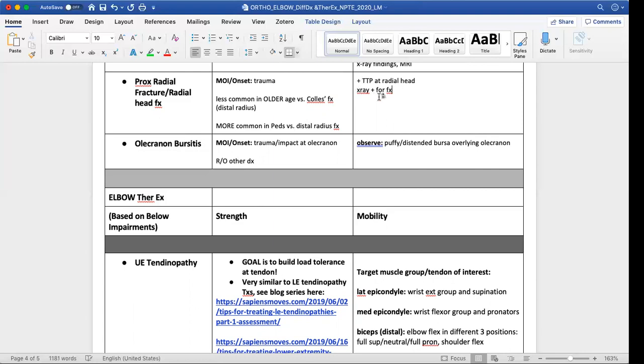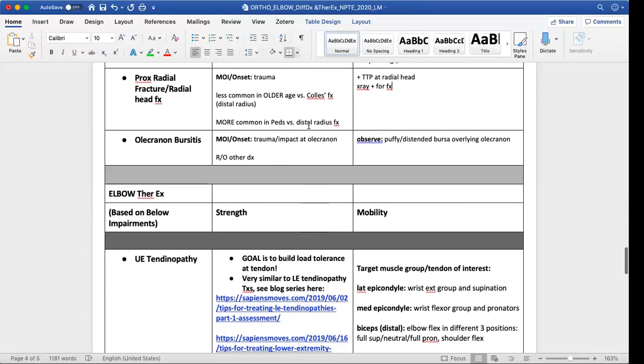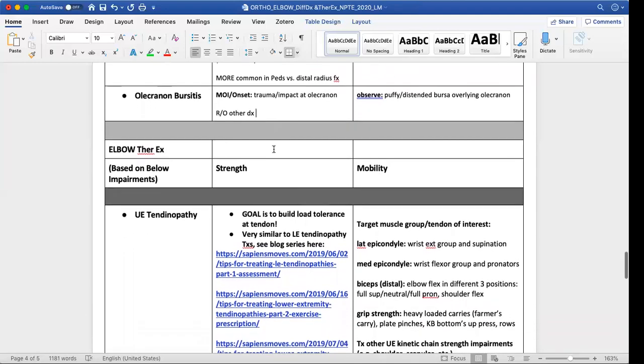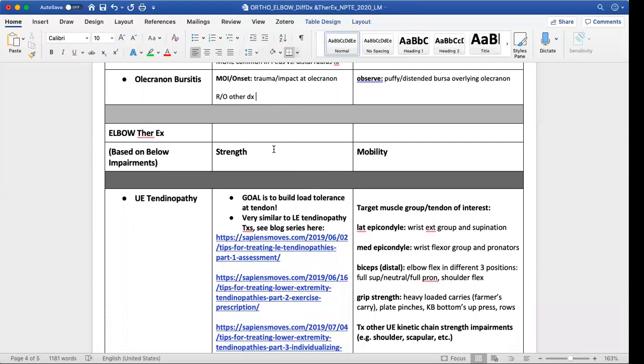And then diagnosis for these fractures, the medical diagnosis is going to be via imaging, via X-ray. Olecranon bursitis, or inflammation of that bursa overlying the olecranon or point of the elbow, is usually going to be due to trauma and just bumping your elbow, and that bursa gets inflamed.